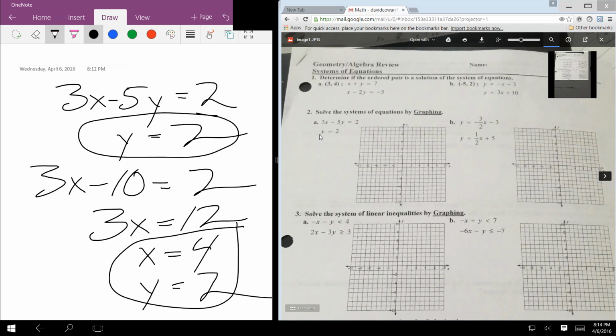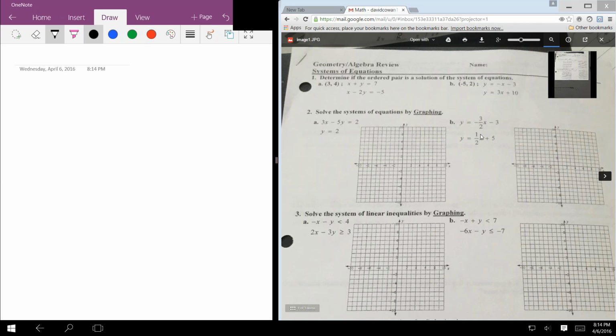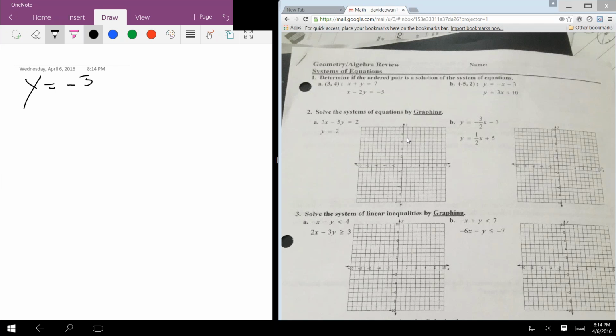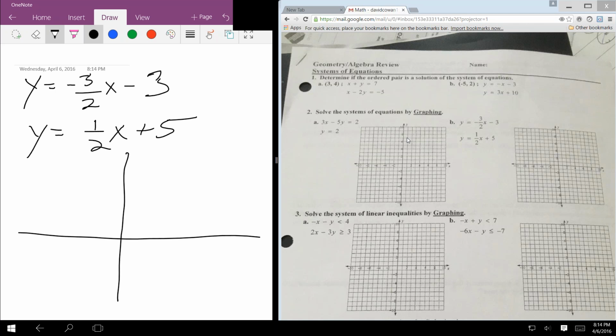Okay. Now, notice on B, we are in y equals mx plus b format. So let's graph it. Again, we'll follow their instructions because you may get a question on the test. It requires you to graph it to come up with the solution. I'll graph one in one color and the other in the other. Let's start with the top one. Okay. Graph that. So the top one, we would start at negative 3.